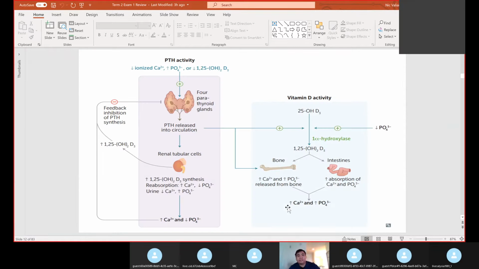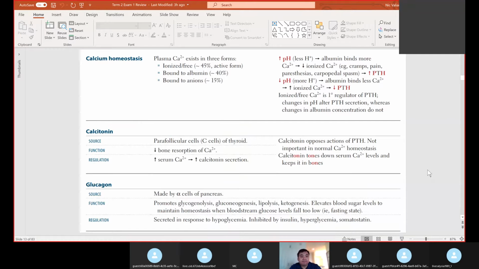Here is the good slide that we talked about PTH. You can read that at your own leisure.